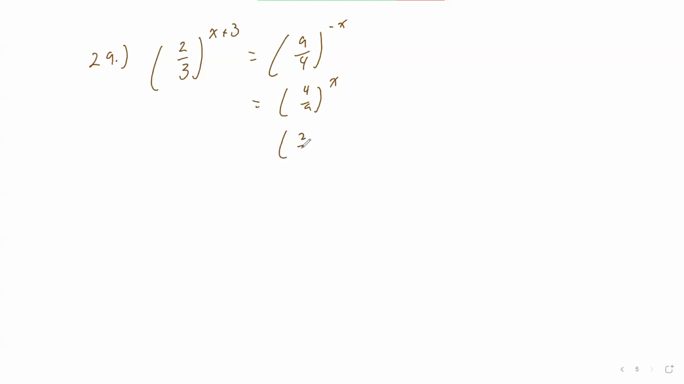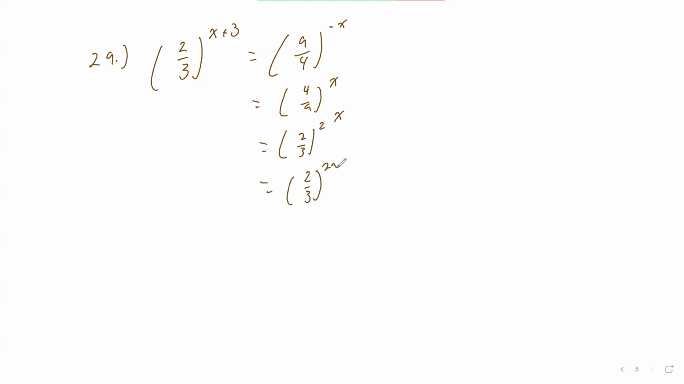Let's look at 29. 29 is (2/3) raised to the x plus 3 equals (9/4) raised to the -x. All right, so again, this is pretty close. This one I think I can manipulate. If I flip this, so that's 4/9, this is now a positive x. And then this looks a lot like (2/3) squared to the power of x, because that would give me 4 and 9.